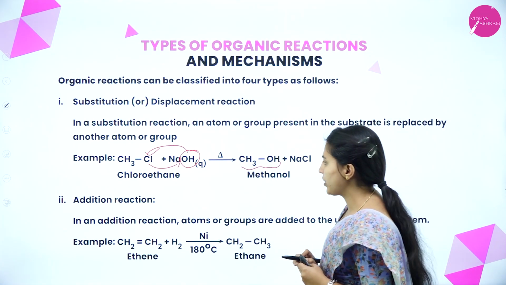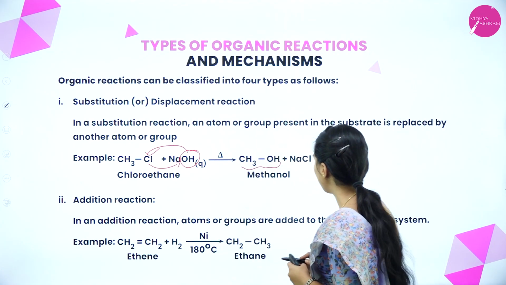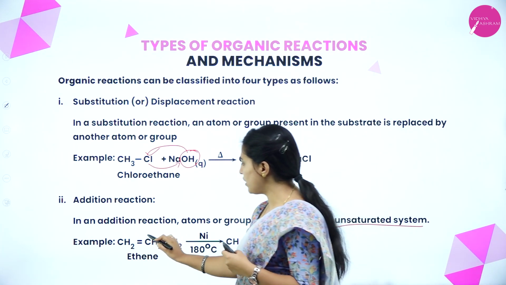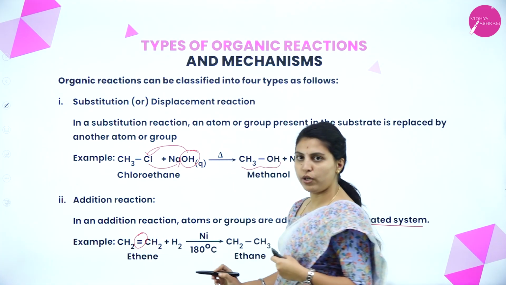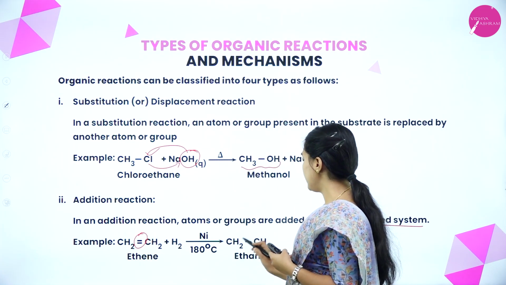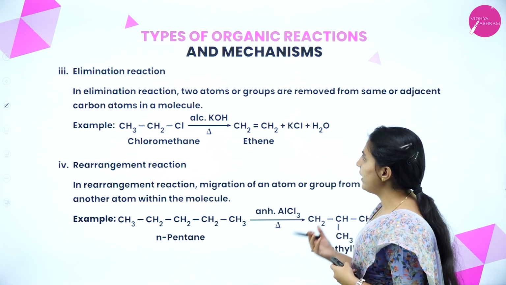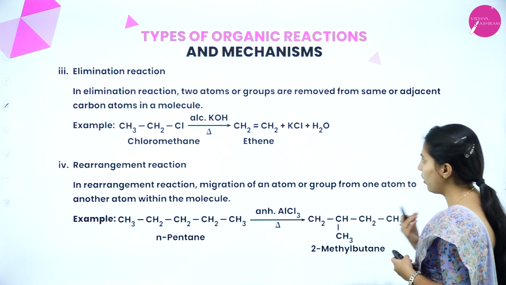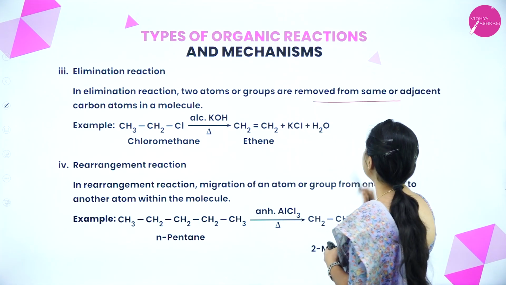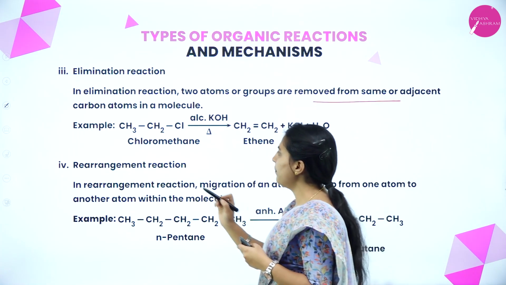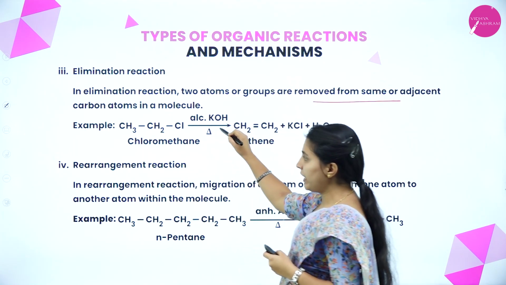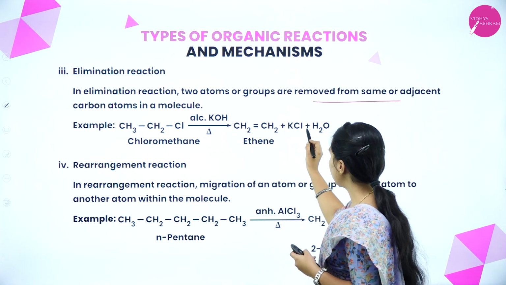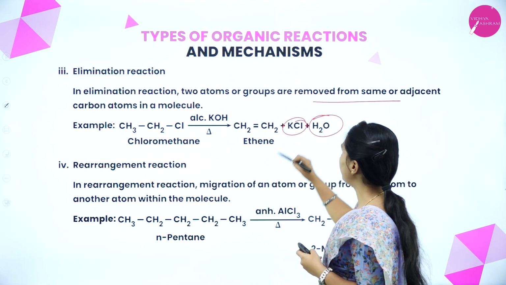And addition reaction. In an addition reaction, atoms or groups are added to the unsaturated system. Addition means, see, this is an unsaturated system. Here H2, hydrogens are added. See here, CH2 will form. And next is elimination reaction. In elimination reaction, 2 atoms or groups are removed from adjacent carbon atoms. See, chloroethane, by the addition of alcoholic KOH, will form ethene. Here KCl will be removed and a water molecule will be removed.